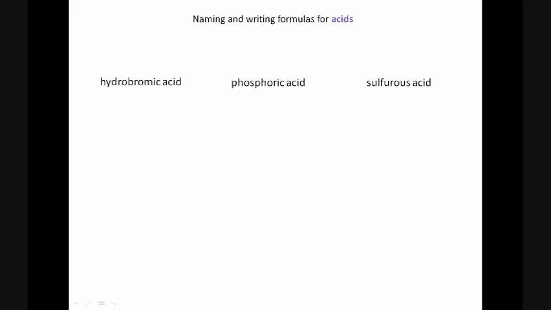Here are 3 more examples to practice with. Write the formula for each acid. Here are the answers. I'll explain each of these quickly.